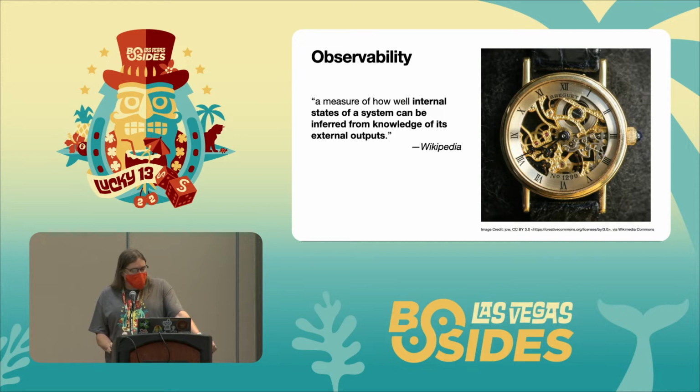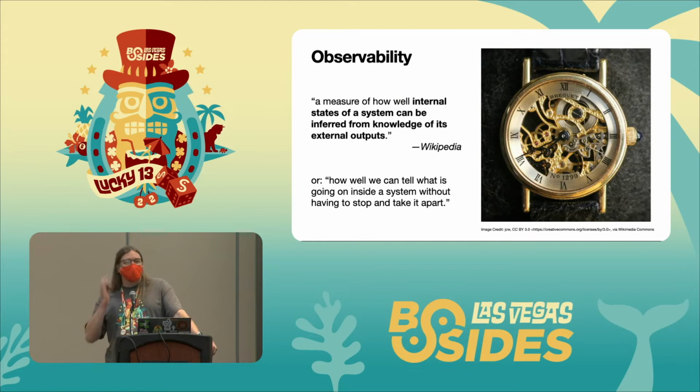This came from control theory, and if you go to Wikipedia, you get a nice control theory definition, which is how well internal states of a system can be inferred from knowledge of external inputs. And really what that means is you can tell what's going on without having to stop and take it apart. You're not just looking at things from the outside. So how do we do that?